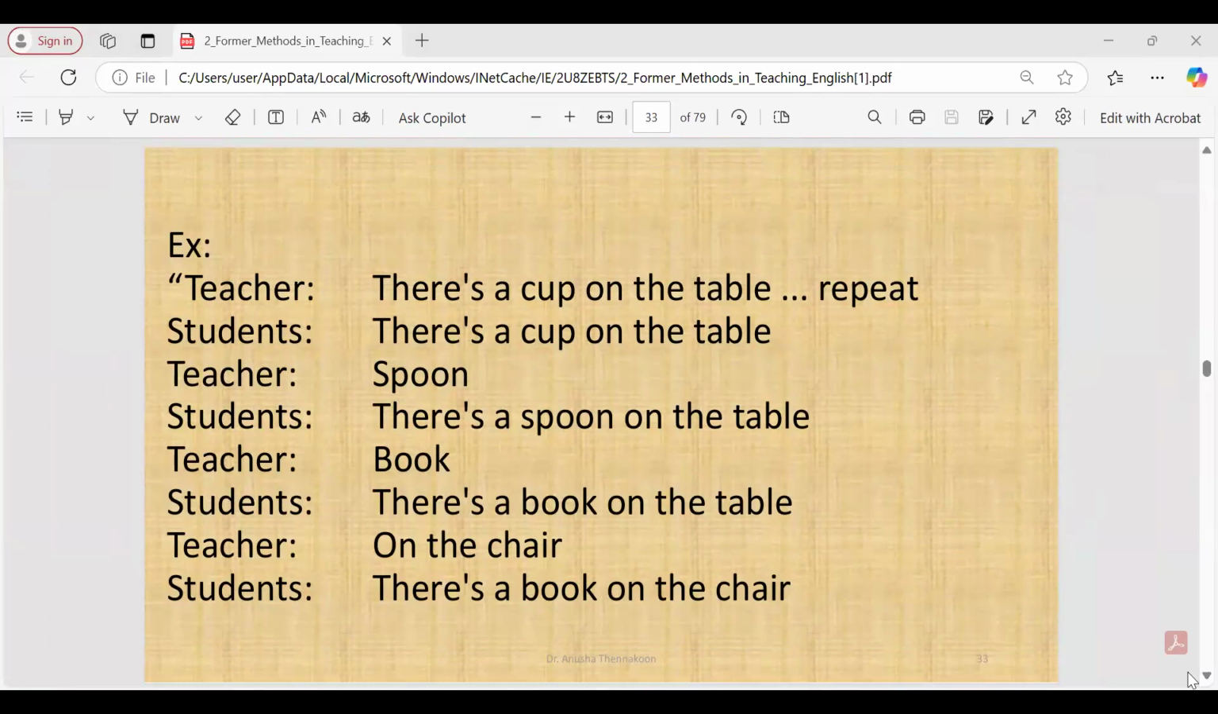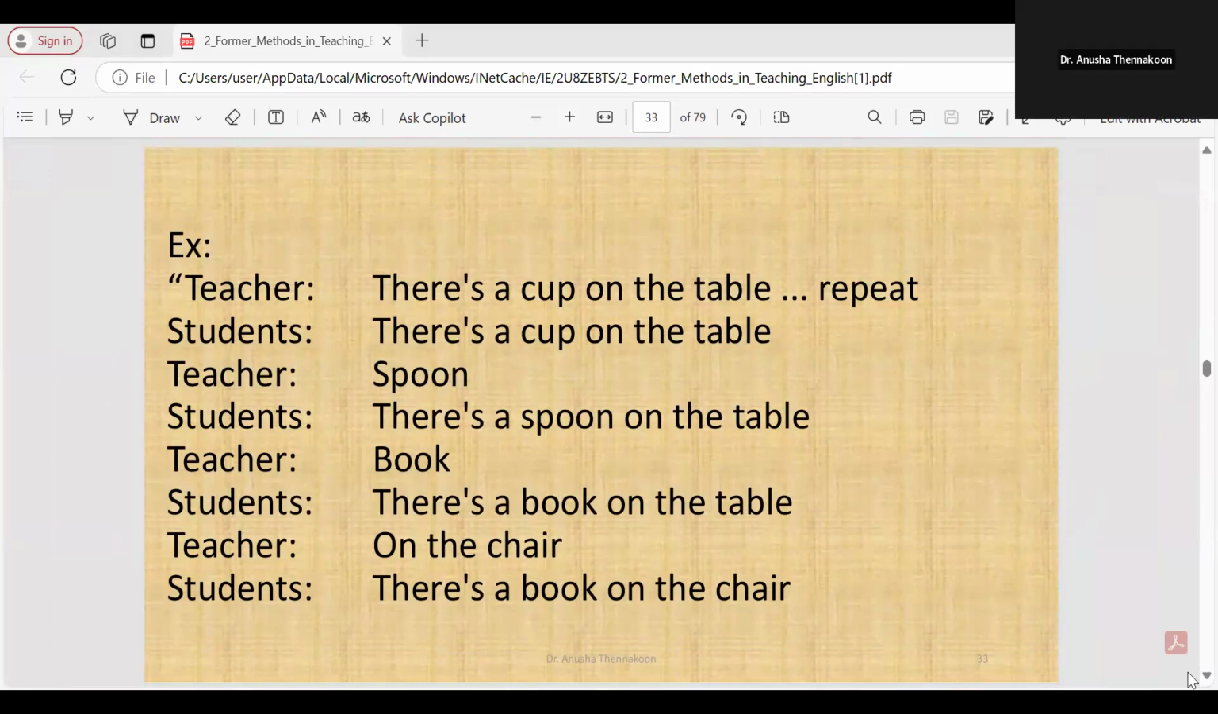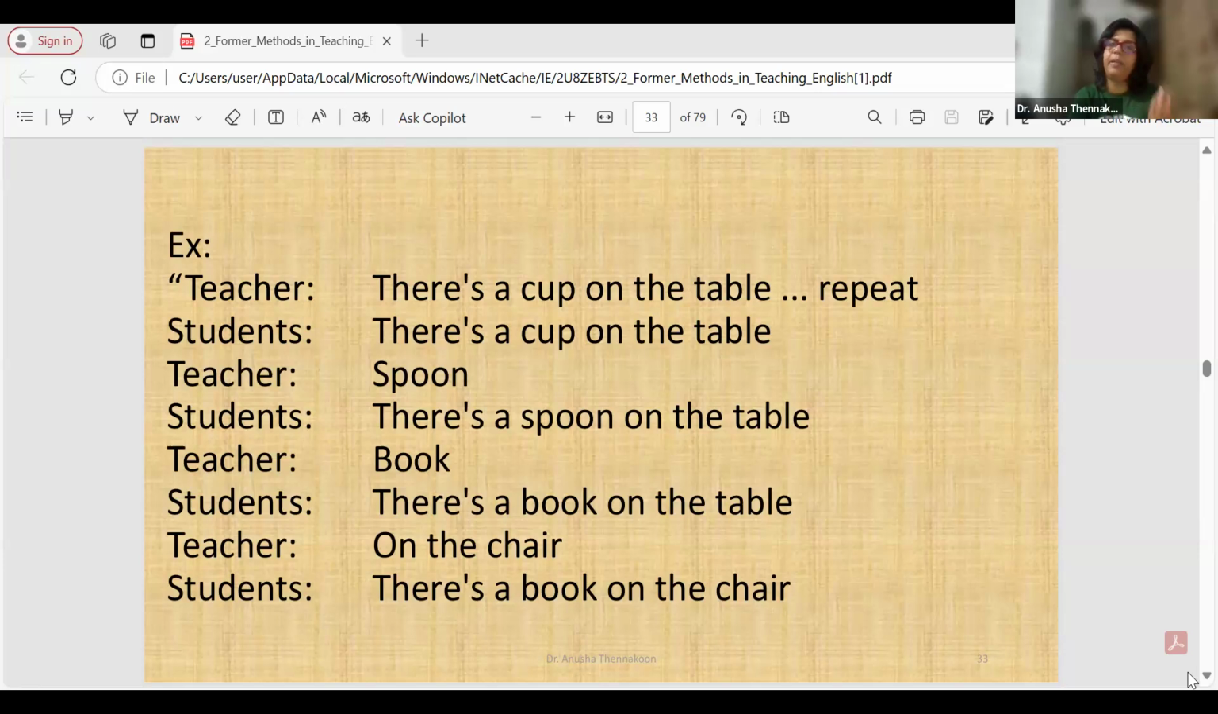The teacher will say, there's a cup on the table, and asks students to repeat. There's a cup on the table, repeat. Then the whole class says, there's a cup on the table. Then the teacher will say spoon, and students change cup into spoon: there's a spoon on the table. Then the teacher says book, and students say there's a book on the table. Then the teacher says on the chair, so there's a book on the chair. Just like that, students are drilling. Okay, now we'll go to our next one.